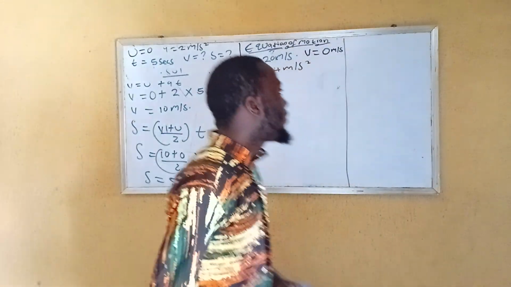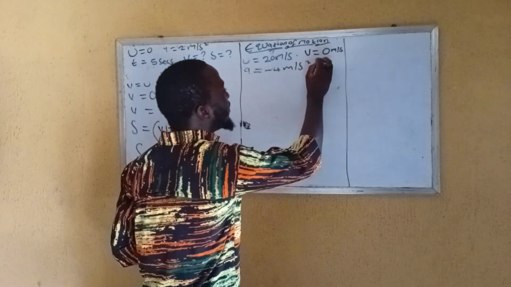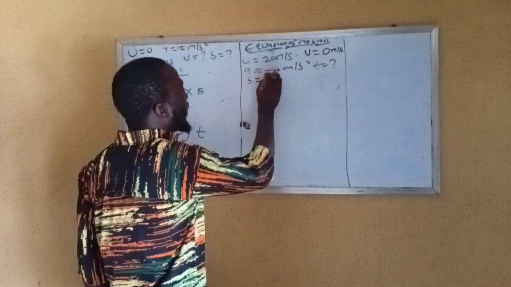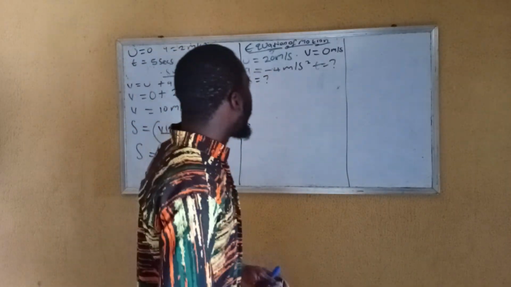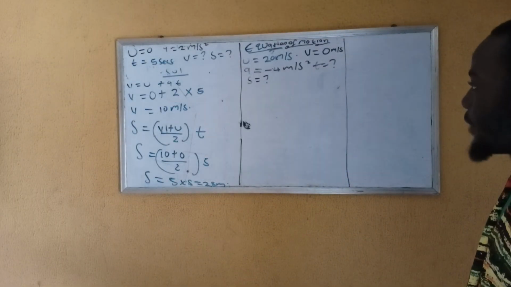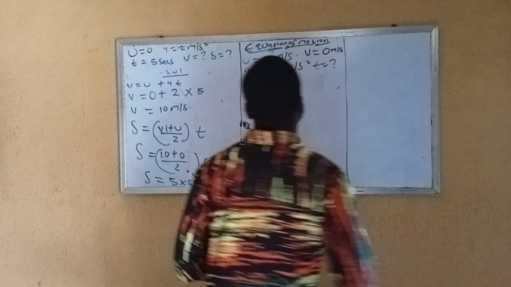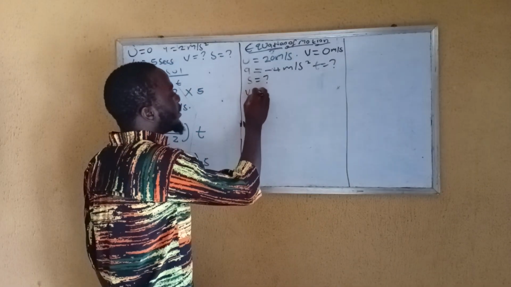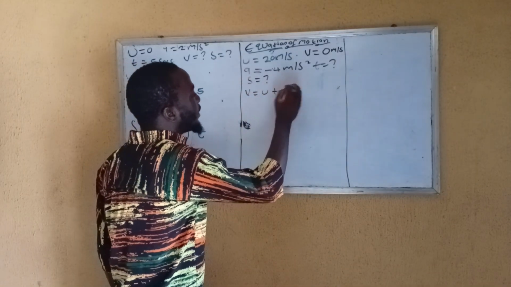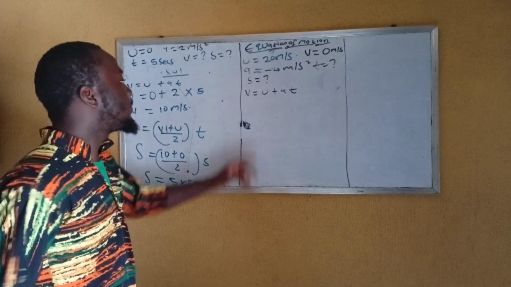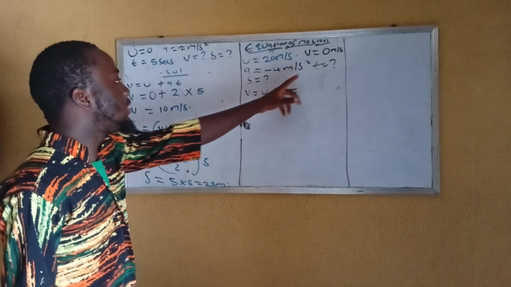Find the time taken. You have to find the time taken t, and also the distance covered s. So how am I going to be solving this? I have u, v, a, and t. I can easily use the first equation of motion. So I have v is equal to u plus at. But I'm finding t.